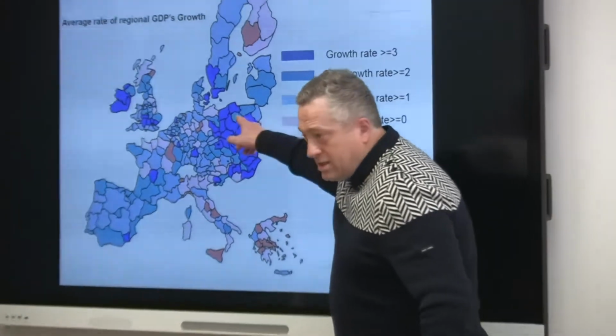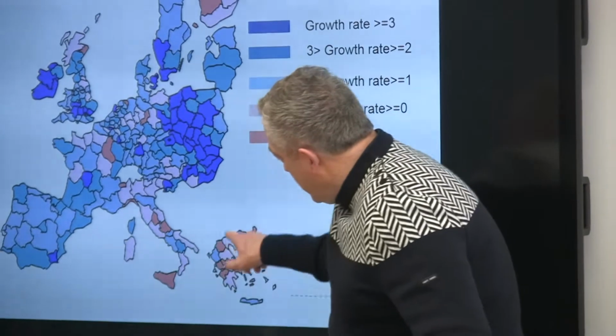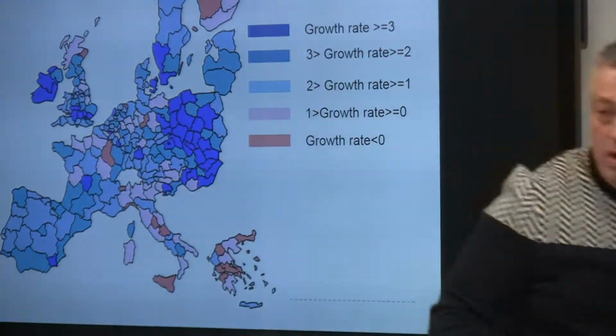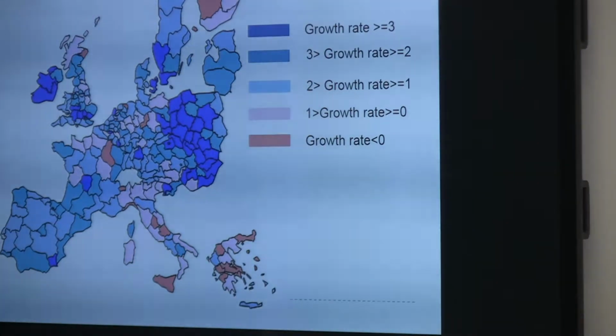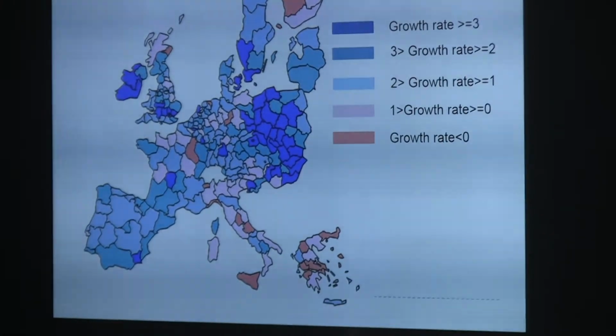so we can see that the rate of growth is very high in these regions, the eastern part, and it is very low there, in Greece, of course, in Italy, this region is so we have this positive autocorrelation by Moran's I. Okay?